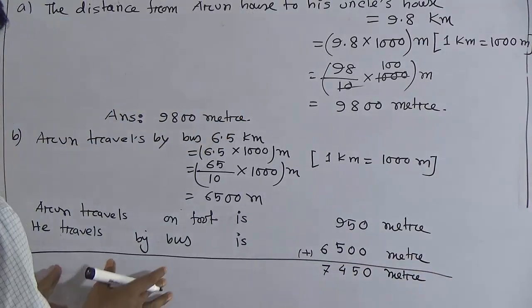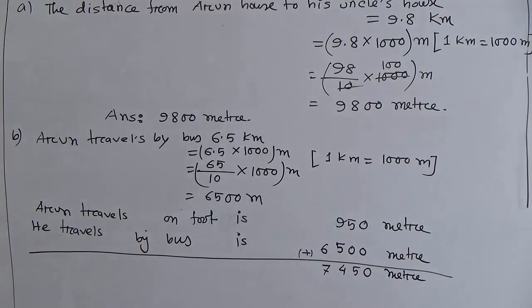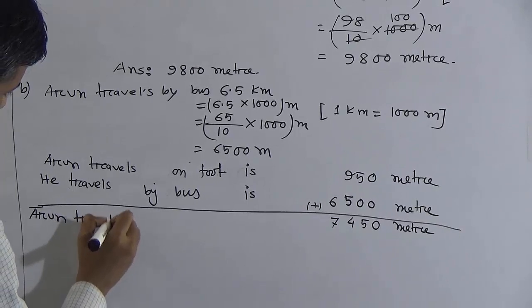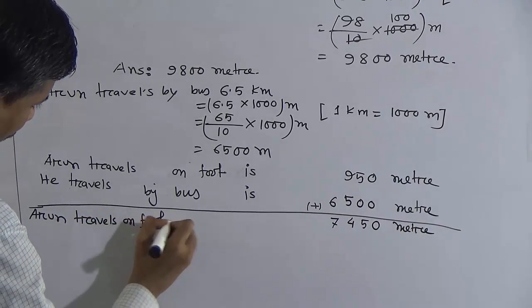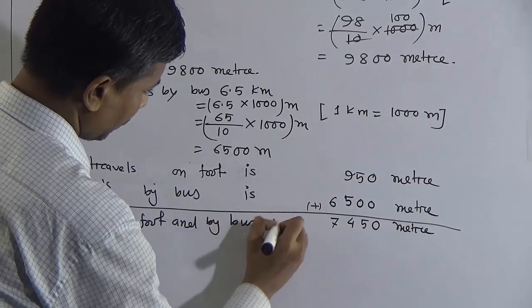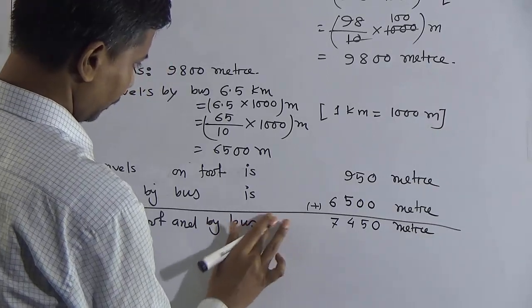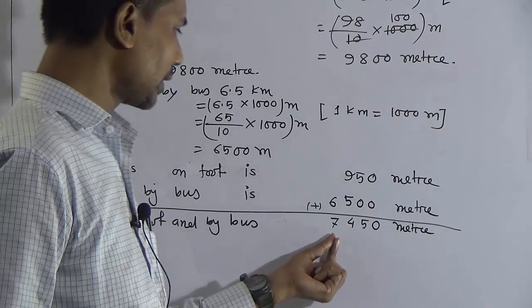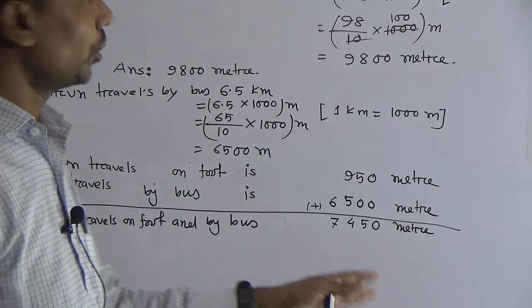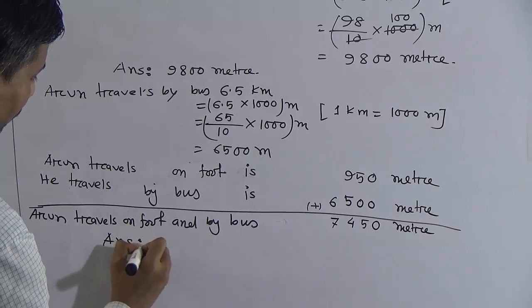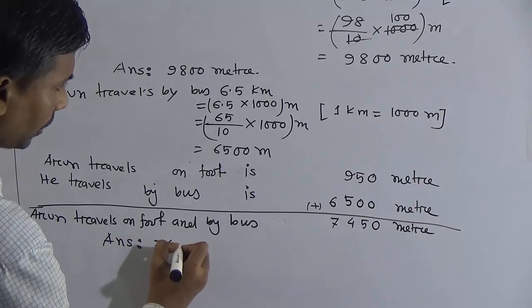Now according to the question we have to write here how many distance does Arun travel on foot and by bus. Arun travels on foot and by bus is what? 7450 meter. Okay student, and write the answer, 7450.